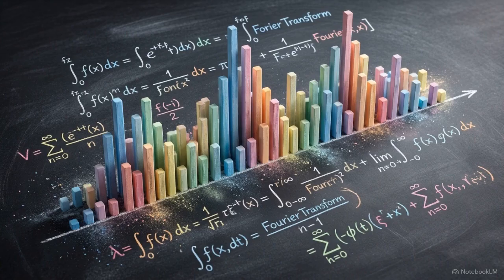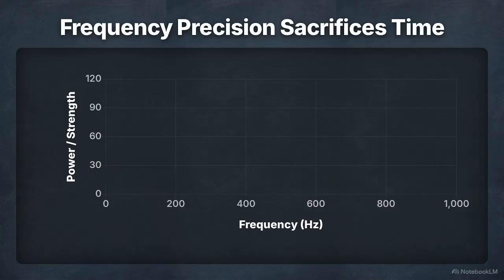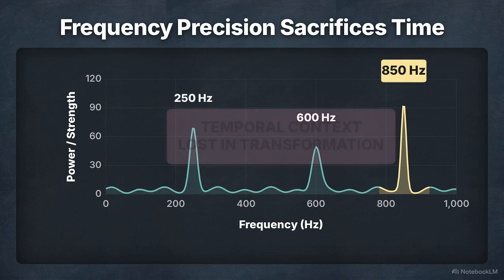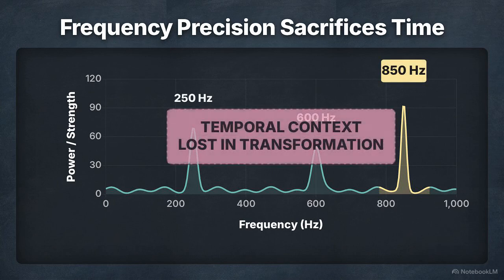To identify the specific pitches and tones within that line, we use the fast Fourier transform, or FFT, to extract the individual frequencies. This chart shows the resulting power spectral density. The FFT identifies the exact frequency spikes present in the signal, showing us the strength of each pitch. However, this operation comes with a specific cost: the destruction of temporal context.